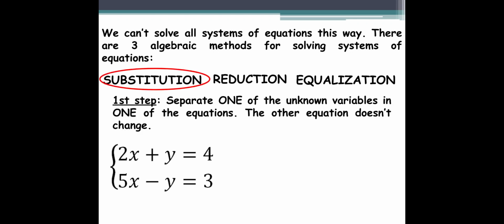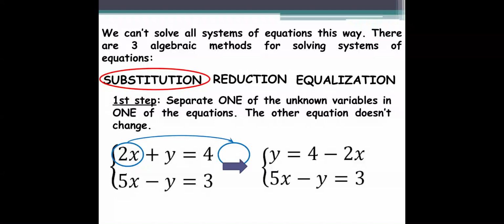So, at the bottom, you see the system of equations written, those two equations with the symbol to the left. First step: we need to separate one of the unknown variables in one of the equations, and the other equation doesn't change. So we're going to move the 2x over to the other side to get the y variable alone. We're not touching the second equation.